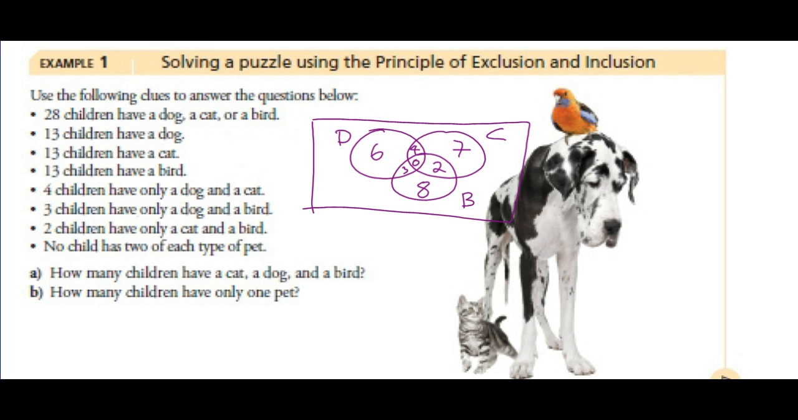And now we can answer any of the questions that they have, and we're not going to be writing horrendous formulas that have all kinds of weird symbols in them that we're going to mess up because they don't give us a formula. So, how many children have a cat, a dog, and a bird? 0. None. How many children have only one pet? 6 plus 7 plus 8. 21. 21 have only one pet.